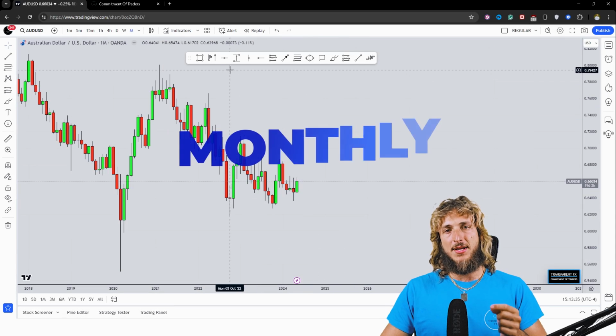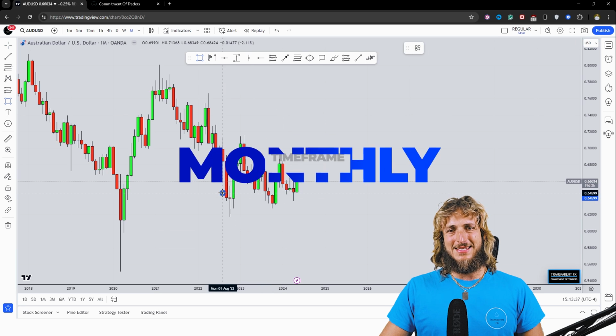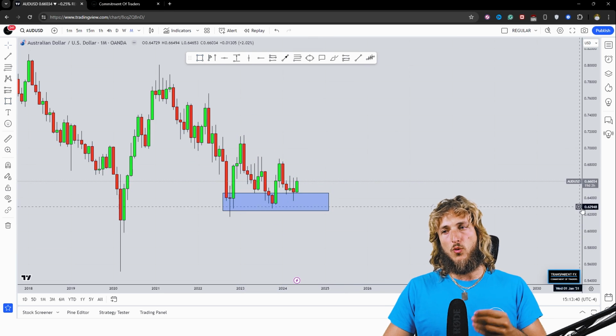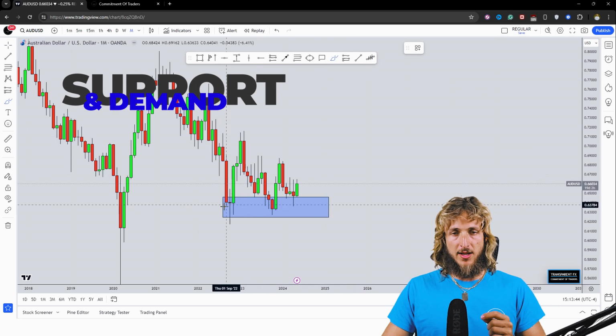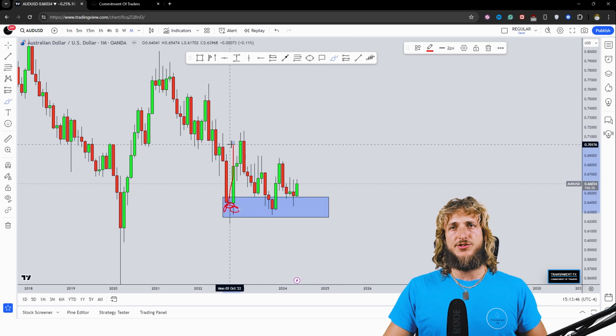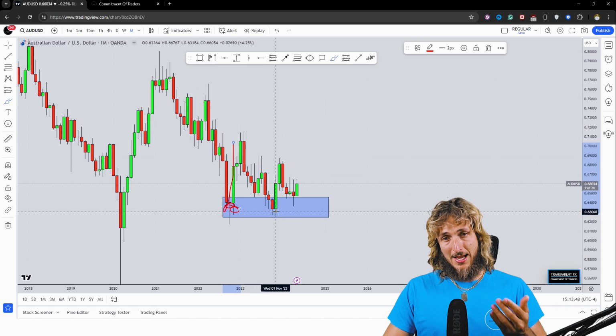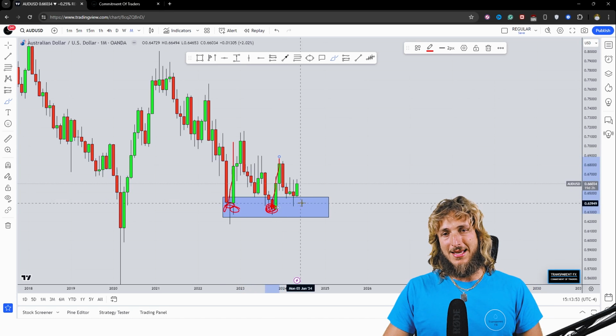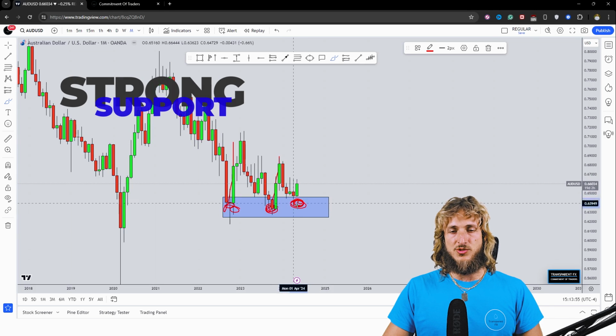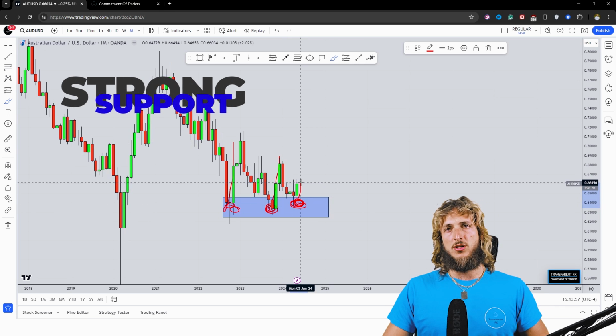Starting here from the monthly time frame, what we can see is that at the moment the market is testing a quite strong historical monthly support and demand area. In fact, from here, all this previous rejection to the upside was created. Again, here the market tested the level and rejected it to the upside. At the moment, the market is testing this exact same zone, has already started rejecting it to the upside.